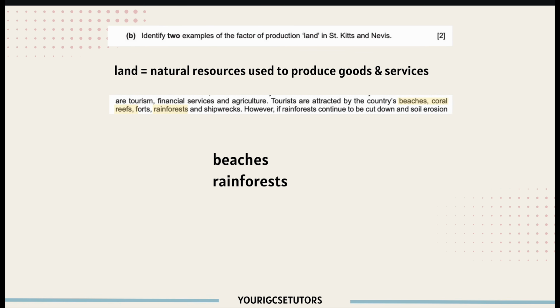Question B. Identify two examples of the factor of production land in St. Kitts and Nevis. So first you need to know what is a land. So the definition is that the natural resources used to produce goods and services. So you don't need to write this, but just a knowledge. So you need to identify the examples, which is from this paragraph highlighted in the yellow. So the first one is beach and rainforest.